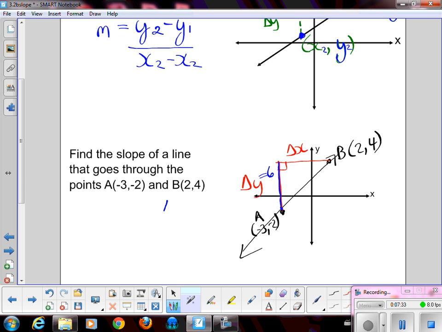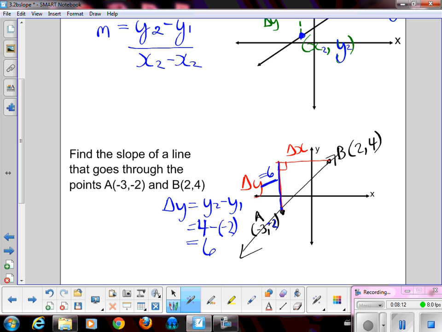Delta y would be, if we use that formula, y2 minus y1. I would take the 4 and I would subtract a -2. Watch out for the negatives. So when I do that, 4 minus a -2 is the same as 4 plus 2, so actually that's a 6. So I could do it with the numbers from the points, or if I did have it graphed, I could actually count them, and that's what we did here. Okay, so it gives you the same answer.